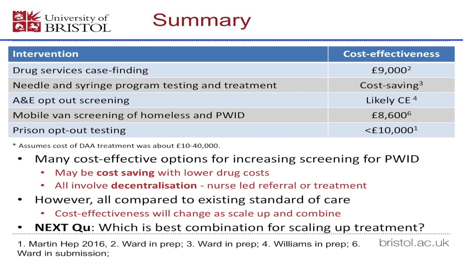The important thing to remember is all of these were compared to existing standard of care though. What is happening now is that standard of care is improving. So as we go forward, we have to compare these interventions with what is already scaling up. And that may affect the cost effectiveness of one intervention. Because if you've already got one, say, in drug services and you put one in needle exchange, maybe that intervention may be less cost effective because you're tackling most of those people in the other setting. So it's how you combine them now to get the most cost-effective scale-up of treatment, sufficient scale-up to meet the targets that we want to reach.